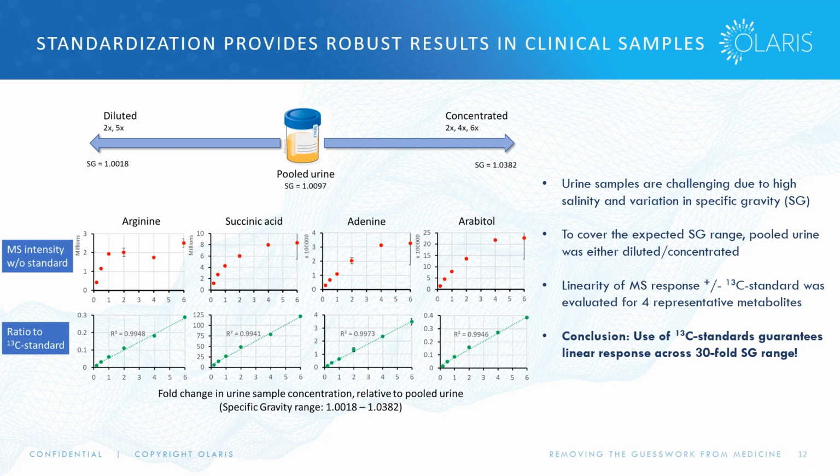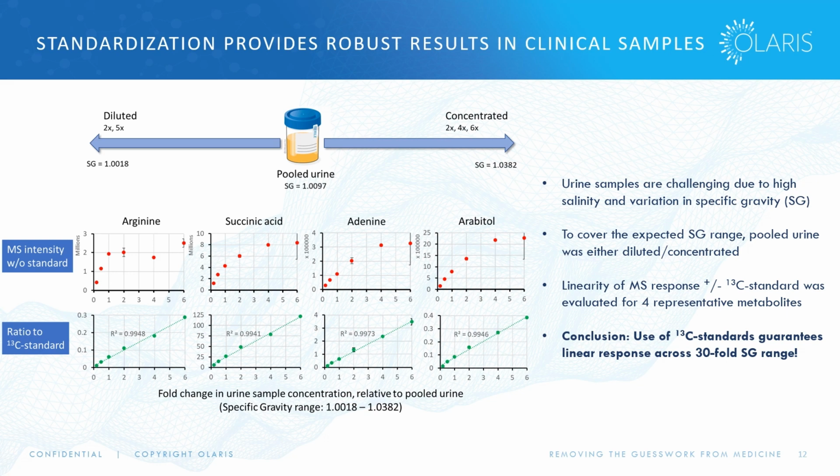However, if we use their respective standards and essentially express the metabolite intensity as a ratio to their fertility standards, you can see that now we have a very linear signal with R squared of 0.99 and higher, showing you that across a wide range, in this case over a 30-fold range of specific gravity, we maintain a linear signal.